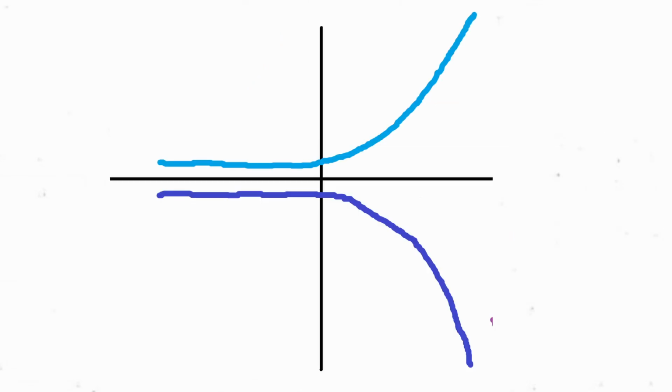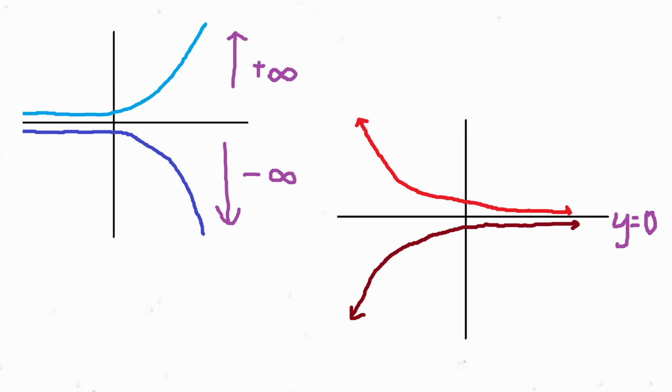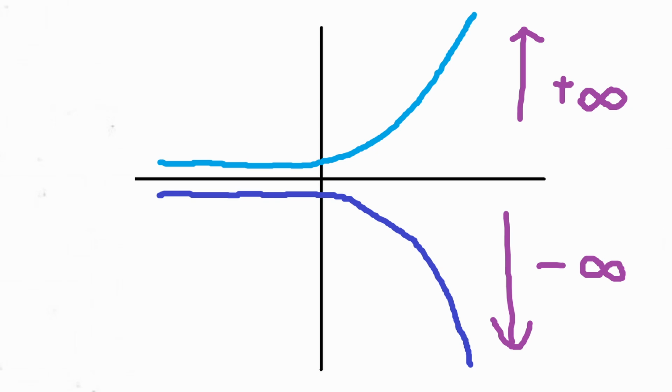Remember, growth always goes towards infinity, and decay always goes towards 0, but it never reaches 0 or infinity. The sign of infinity depends on if it's an increasing growth or a decreasing growth exponential function.